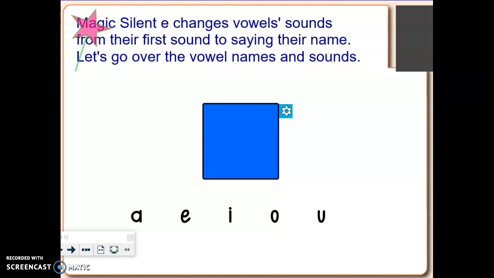Right at the bottom of our screen here, we have all of our vowels. We know A says ah, E says eh, I says ih, O says ah, and U says uh. We're going to practice our vowel sounds. I'm going to roll this cube up here, and whatever it lands on, we're going to say the sound that letter makes.